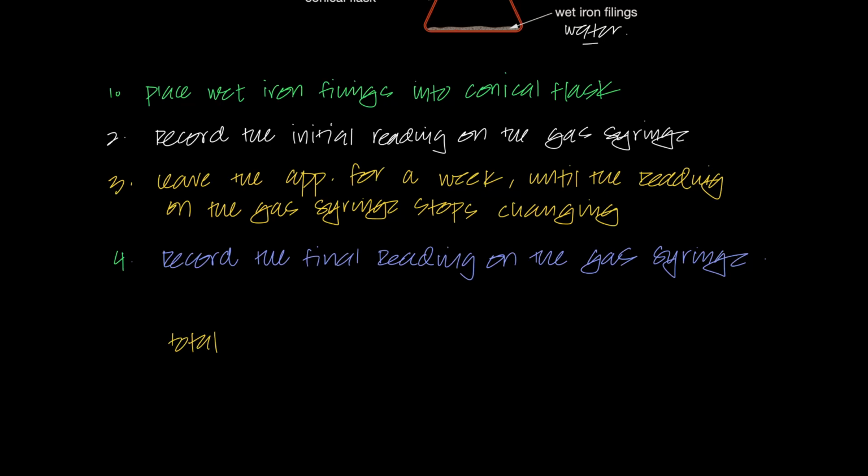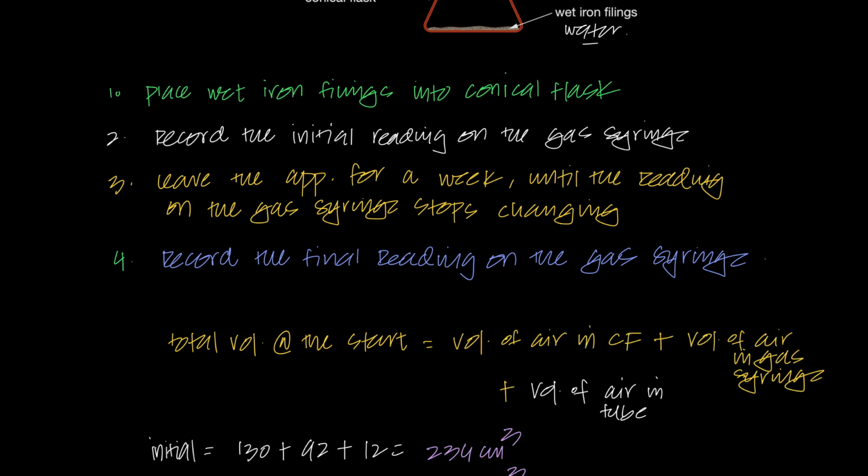And then what you also need to understand is that the total volume of the entire apparatus is going to be composed of the volume of the conical flask, as well as the volume of the connecting tube, as well as the volume inside the gas syringe, right? So it's the volume of air inside the conical flask, inside the gas syringe, and inside the connecting tube, right? The volume of air, right?